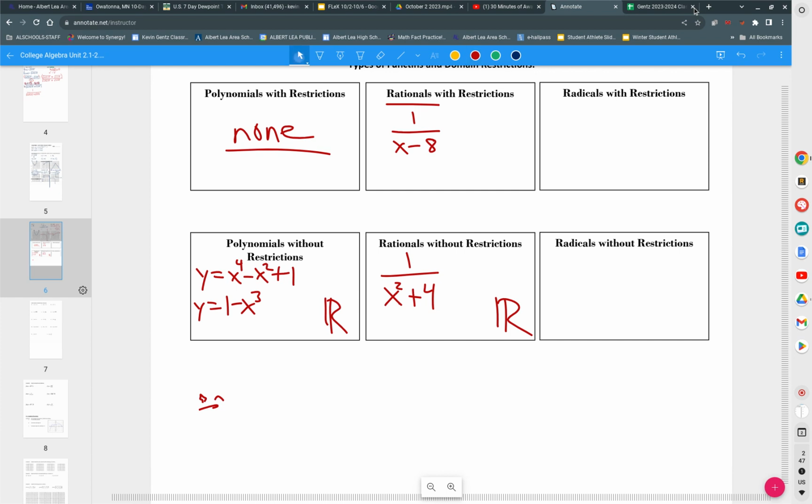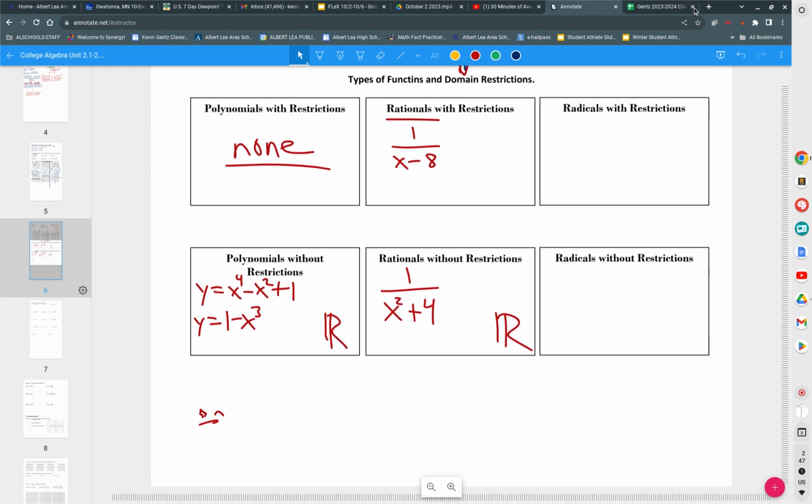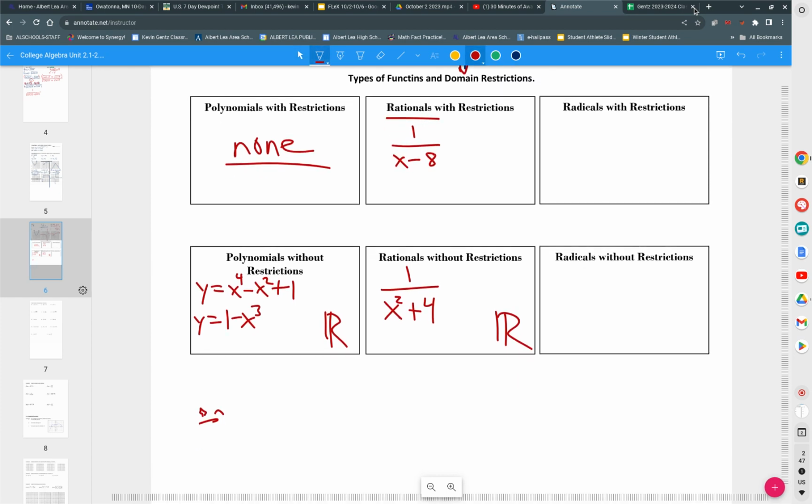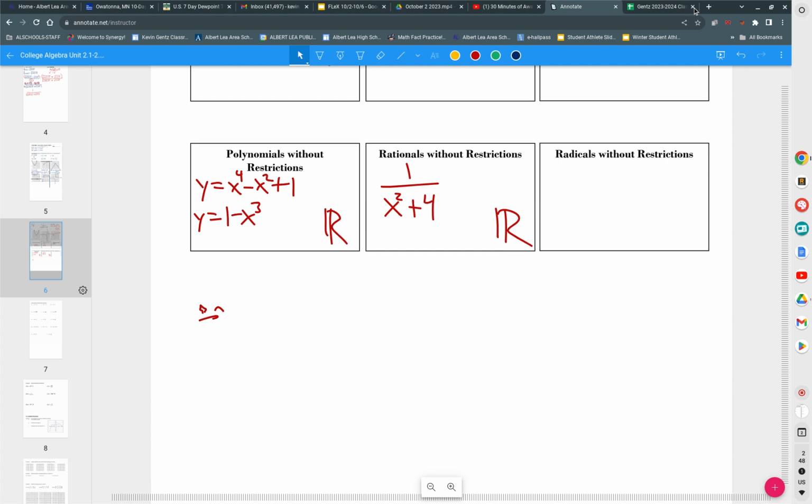Radicals could cause problems. Suppose you have the square root of x plus 1. Okay, what's a number that you couldn't plug in for x there? Negative 2. Negative 2 plus 1 is negative 1. Can't do square root. Negative 10. Anything that is less than negative 1 can't be plugged in, right? So as soon as people see radicals, they're like, uh-oh, there's a problem. Not the case.